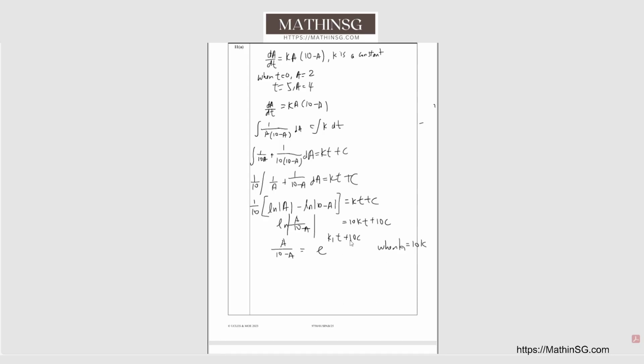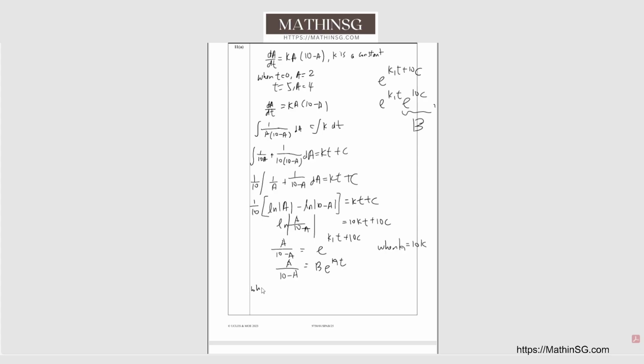Remember, e to the power of k1t plus 10c can be written as e to the power of k1t times e to the power of 10c. And e to the power of 10c is essentially a constant, because this is an arbitrary constant. So let's call this arbitrary constant b. So a over 10 minus a equals b e to the power of k1t. Next, I need to find out what is b and what is k1.